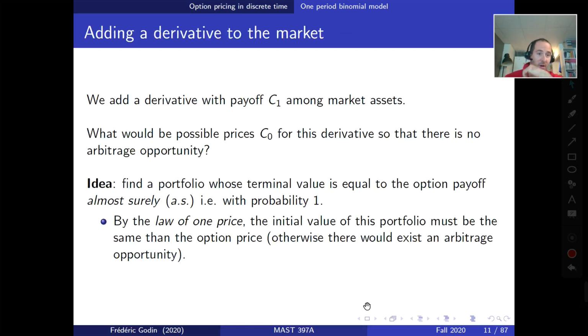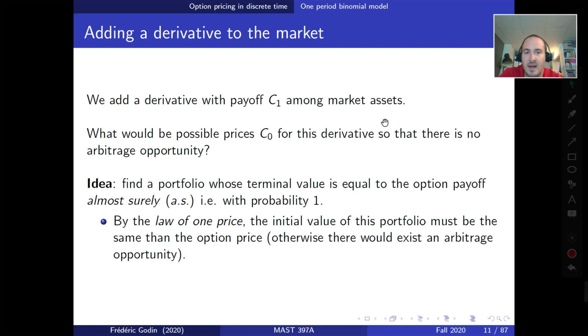So now what we're going to do is some option pricing. We're going to add a new derivative, or a new financial instrument, to the market. And we're going to assume that its payoff at time 1 is random and is denoted by C1. C1 is a random variable which can take two different values, one in state 1 or outcome 1, one in state omega 2.